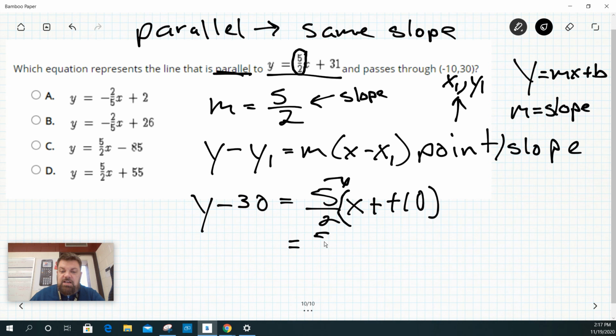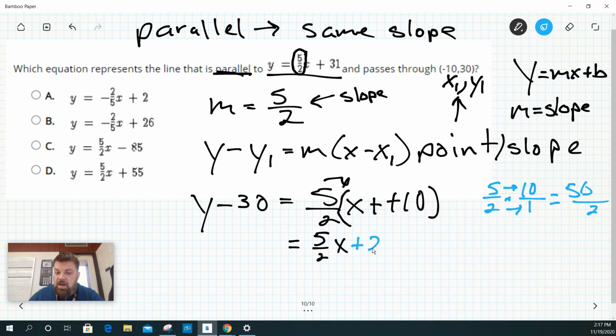So 5 halves times x is just 5 halves x. And then off to the side, I probably should note that 5 over 2 times 10 is the same as 10 over 1. And to get the product of this, I'm just going to multiply across the top and across the bottom. In other words, 5 times 10 is 50, and 2 times 1 is 2, and that reduces down to 25, right? 50 divided by 2 is a positive 25. And so then I've got y minus 30 equals all that stuff.